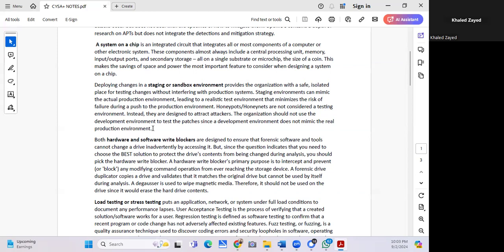The difference between a honeypot or honeynet and staging is that honeypots or honeynets are not considered testing environments. Instead, they are designed to attract attackers. The organization should not use the development environment to test the patches, since the development environment does not mimic the real production environment. So that's the difference between a sandbox environment and a development environment. In a sandbox environment, you have a safe, isolated place to test the changes, but the development environment is basically not the real environment.